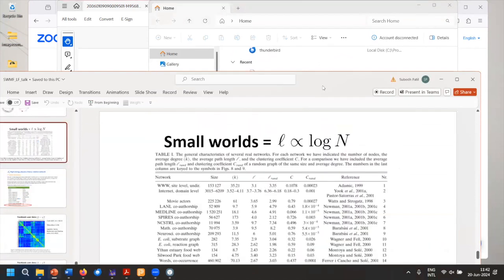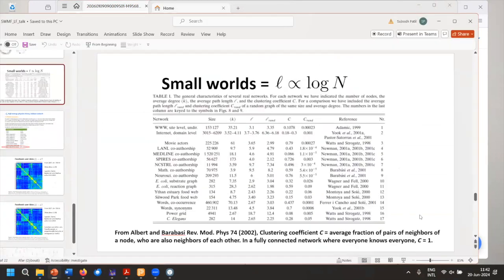Okay, so this is from a review article you could look up for various different networks. Movie actors, this is from IMDb, have an average separation of about 3.65. The nematode worm has a completely mapped neural network, and that's about 3. And this is compared to what a completely random Erdős-Rényi-like network would have assigned for that average length.